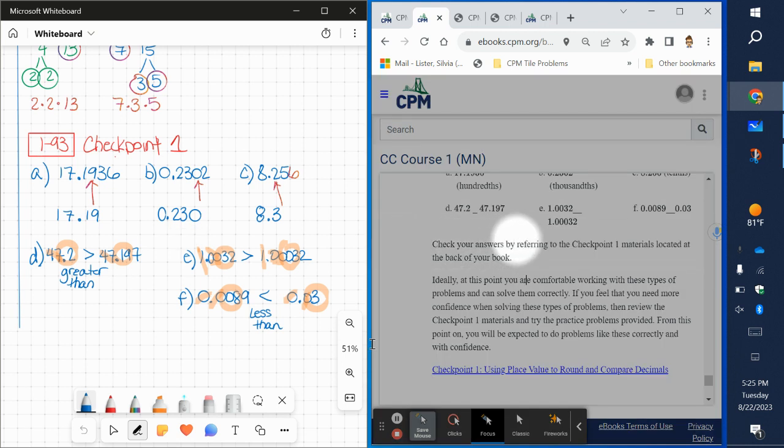Check your answers by referring to the checkpoint 1 materials located at the back of your book. Ideally, at this point, you are comfortable working with these types of problems and can solve them correctly. If you feel that you need more confidence when solving these types of problems, then review the checkpoint 1 materials and try the practice problems provided. From this point on, you will be expected to do problems like these correctly and with confidence. So please make sure you understand how to do this.